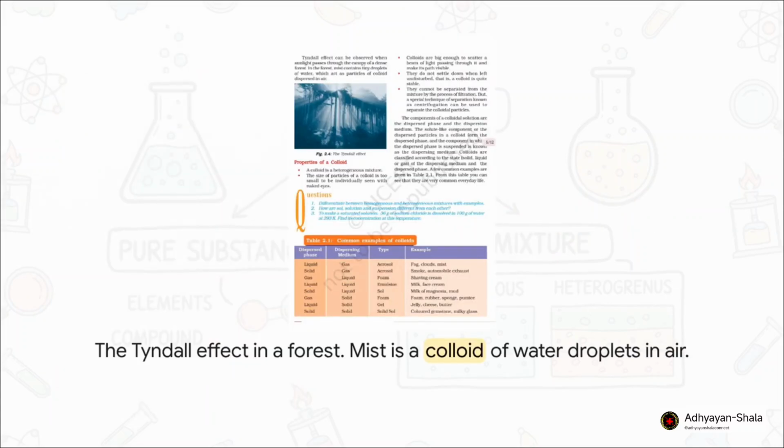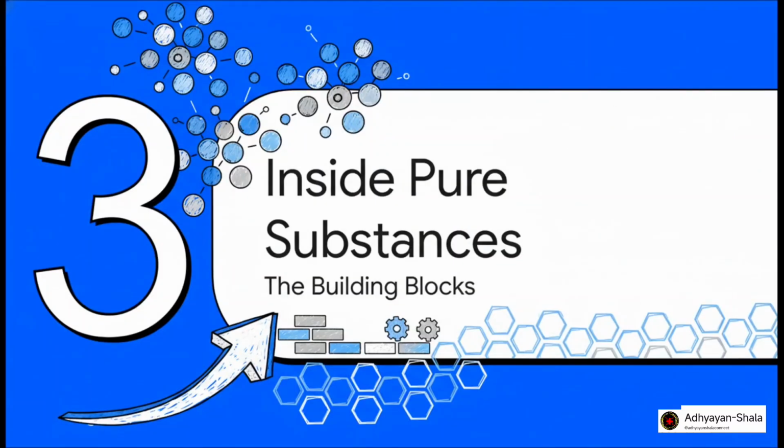Ever seen those beautiful sunbeams slicing through a foggy forest? Or the light from a projector cutting through a dusty room? That is the Tyndall effect. The fog or the dust is a colloid, tiny particles suspended in the air, and they're scattering the light, making those beams visible. Okay, so we've pretty much covered the world of mixtures.